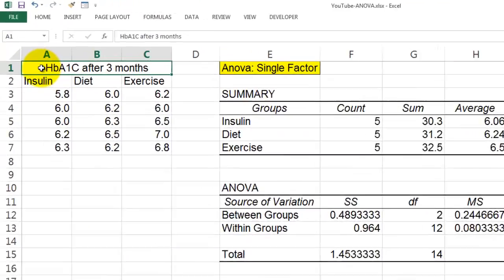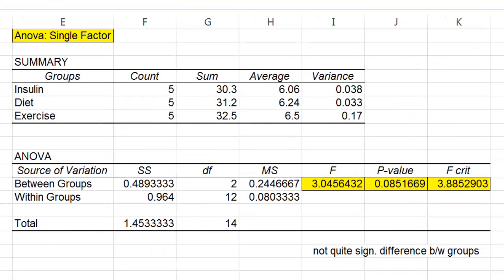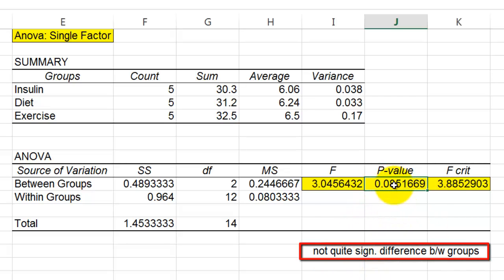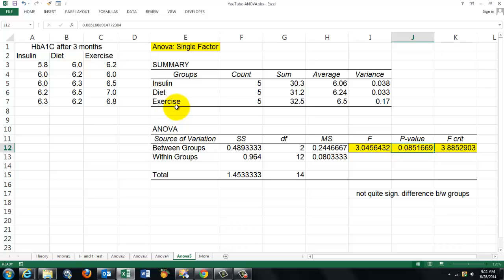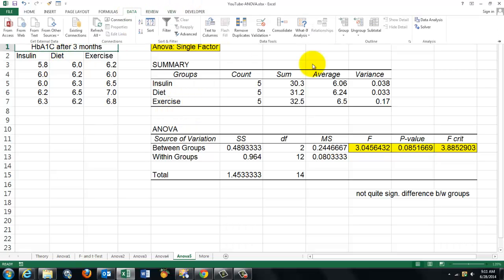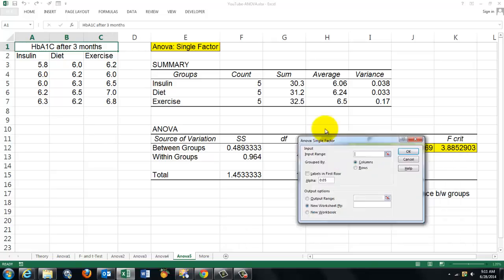One more. In this case, the hemoglobin A1C measurements for people who have used 3 months of insulin, who have dieted for 3 months, exercised for 3 months. Don't get fooled, it's a single factor analysis. And again, it turns out that the difference is not quite significant. It's a borderline case, so the p-value is just a little bit more than 5%. So it is still possible that this happens by mere coincidence, these differences. It's a borderline case. Again, it goes very quickly. You just select all of that. You go to data, data analysis, in this case a single factor, and then you put in your information.